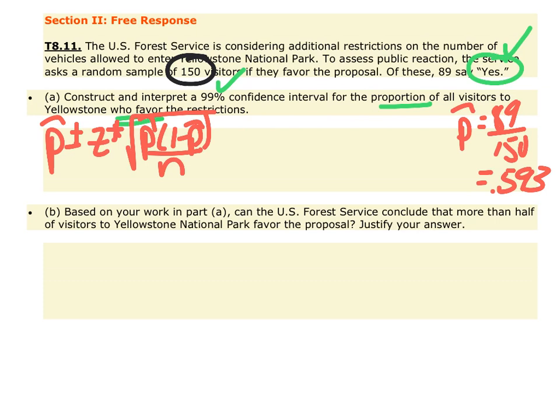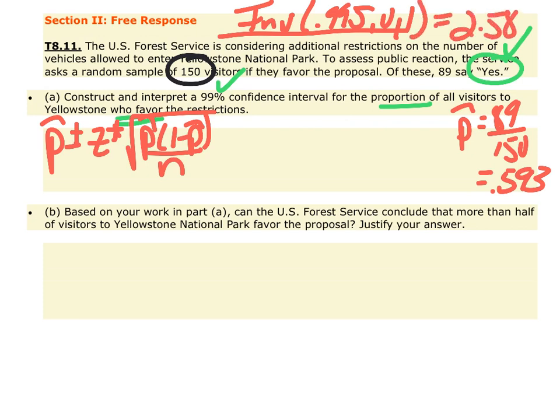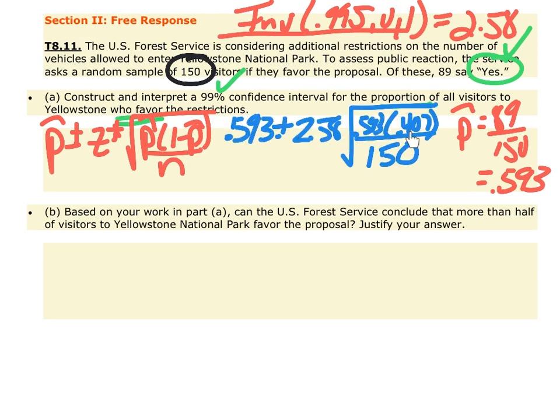The critical value, they want a 99% confidence, so you're going to have to find the inverse norm of 0.995, careful, 0 to 1, and that's going to be a 2.58. And then we can just plug everything in. If we plug in our values into this formula, the final confidence interval is 0.490 to 0.696.